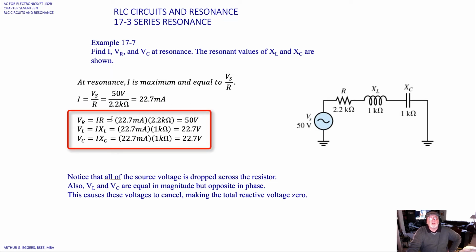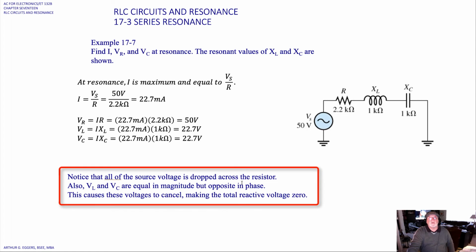Now, using our Ohm's law relationships, IR, IX sub L, IX sub C, we're able to calculate with the max current through the circuit and applying each of the impedance and resistance values, we can see that we have 50 volts, 22.7, and 22.7, as we would expect. We notice that all of the source voltage drops across the resistor. That makes sense. V sub L and V sub C are equal in magnitude but opposite in phase. This causes the voltages to cancel, making the total reactive voltage 0.